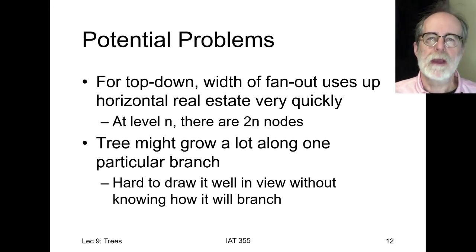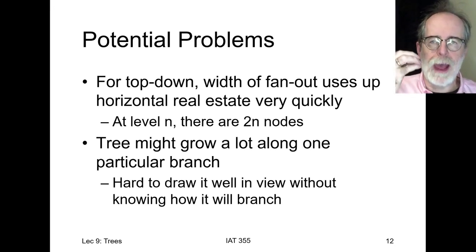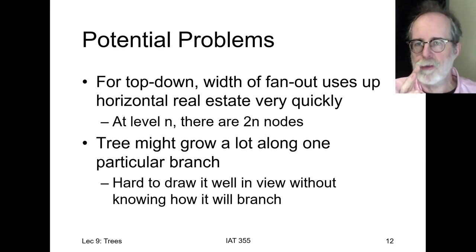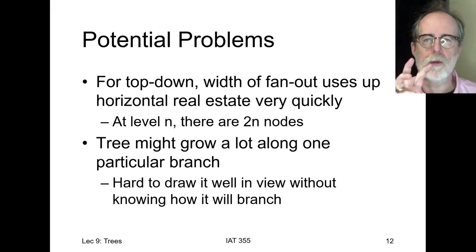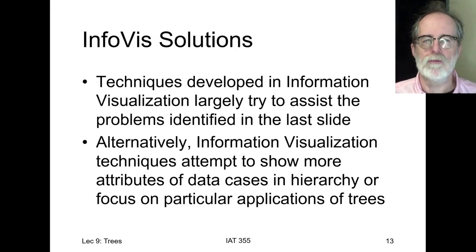So because a tree might grow a lot along one particular branch, either an algorithm can be run to figure out what the fan out is below, or you just accept that when you're doing layout, some things are going to be hard to see or some other compromise needs to take place. So in essence, no matter what the fan out is, it's hard to draw it well in the view without knowing how it will branch.